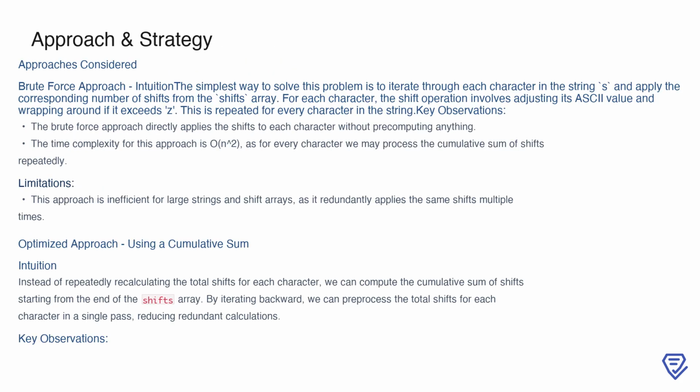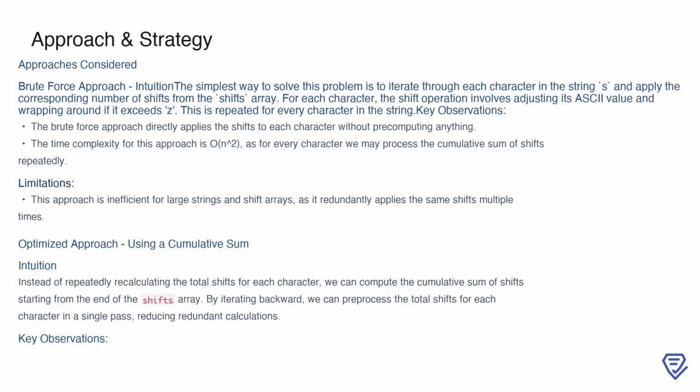To tackle the problem of shifting letters, we first consider the brute force approach. This method is straightforward. For each character in the string, we apply the corresponding number of shifts from the shifts array. The shift operation involves adjusting the ASCII value of the character and wrapping around if it exceeds Z. While this method is easy to understand and implement, it comes with notable inefficiencies. Specifically, the time complexity is O(n^2), because for every character, we repeatedly calculate the cumulative sum of shifts.